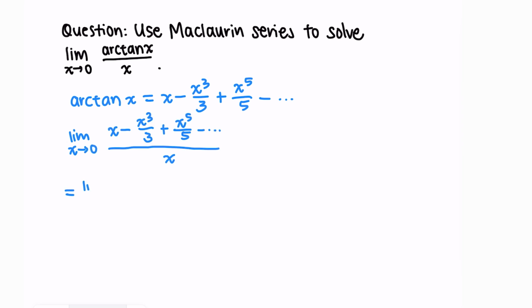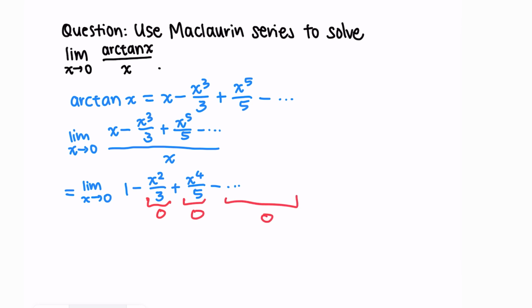And now, if we divide by x, this becomes 1 minus x squared over 3 plus x to the power of 4 over 5 minus dot dot dot. And this dot dot dot are all powers of x. We have like minus x to the power of 6 over 7 and then plus x to the power of 8 over 9. And as we take this limit as x approaches 0, this term will become 0, this term becomes 0, and all the powers of x will also become 0. So we can simply see that the limit just becomes 1. And there, we've solved the question.